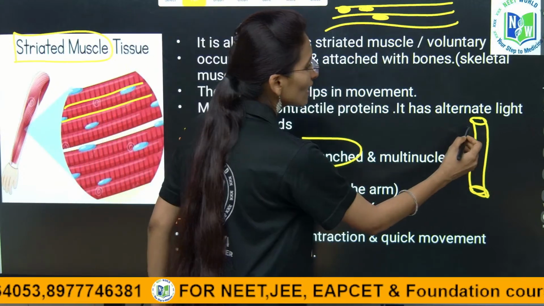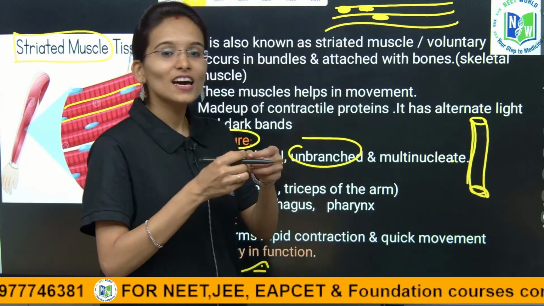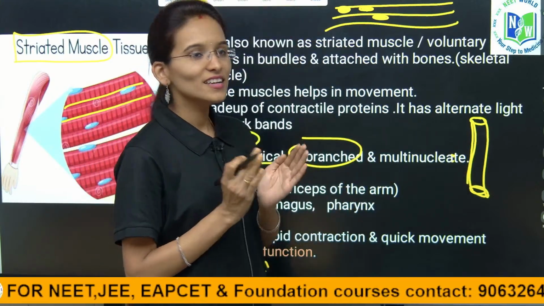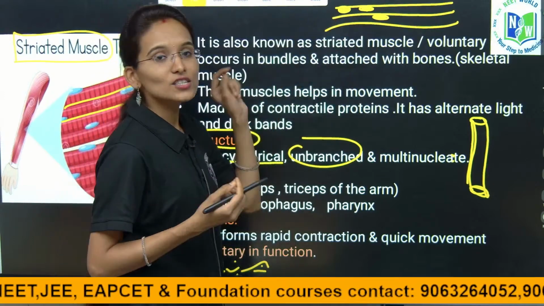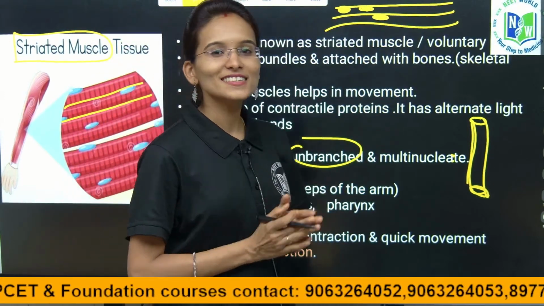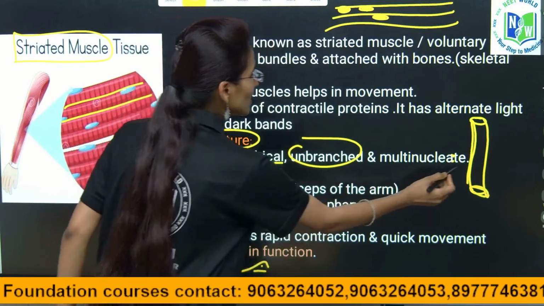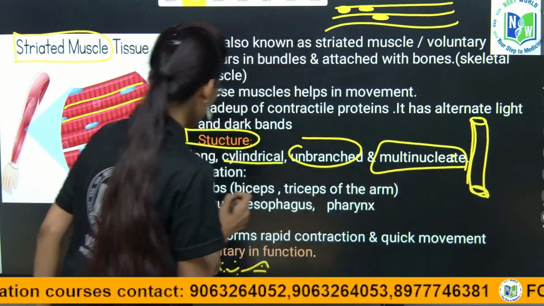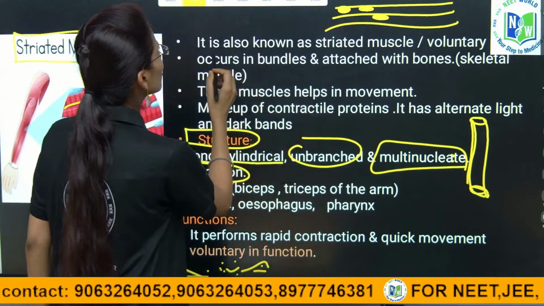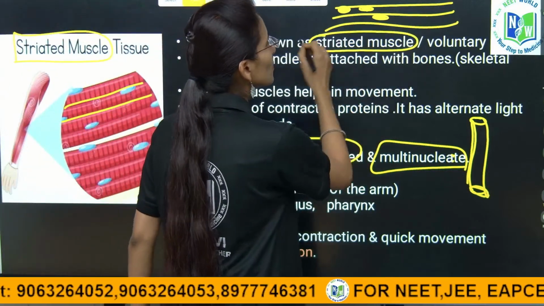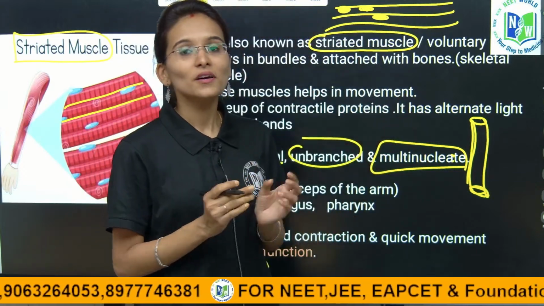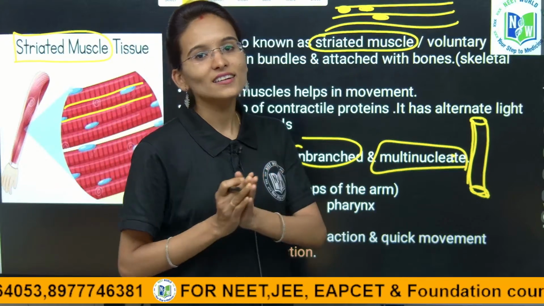These are elongated in the sense that they are very lengthy. And then they are cylindrical in nature and multinucleated. Instead of the presence of only one nucleus, it contains many nuclei, hence it is called a multinucleate muscle cell. If we look into these points, it is also known as striated muscle. Why is it called striated muscle? It means it shows striations like light and dark bands.